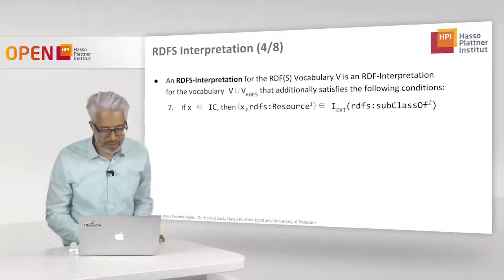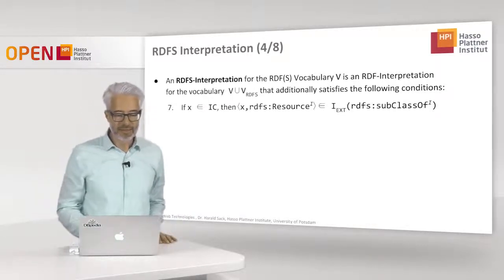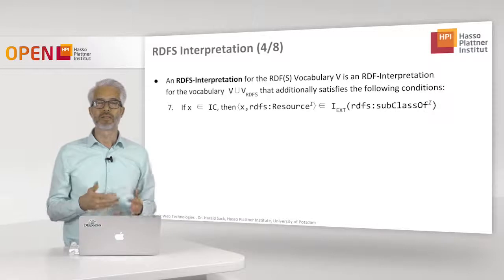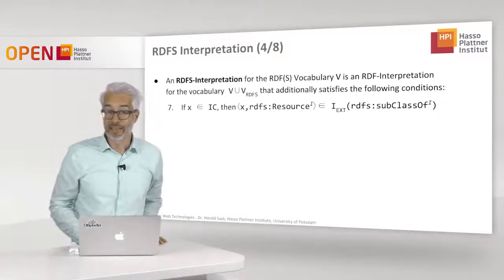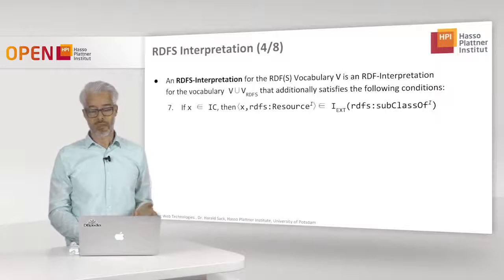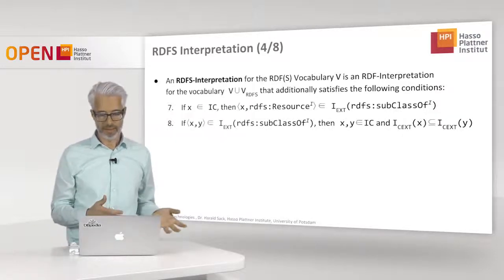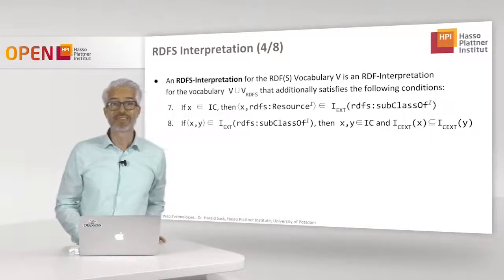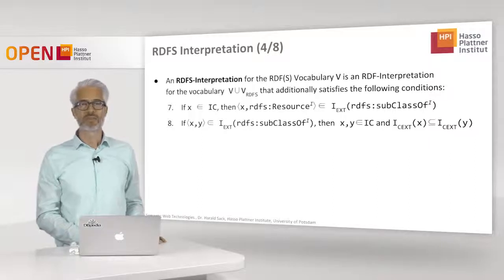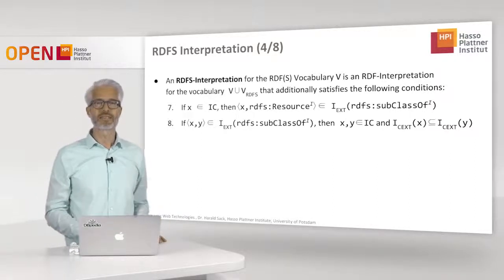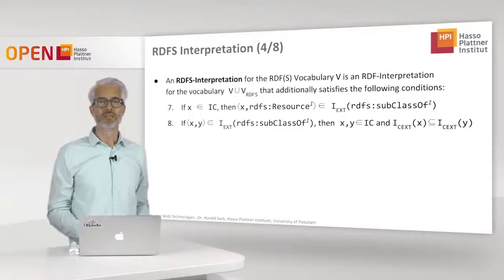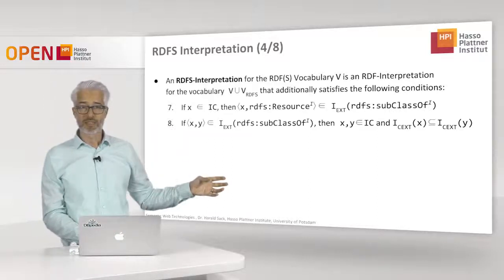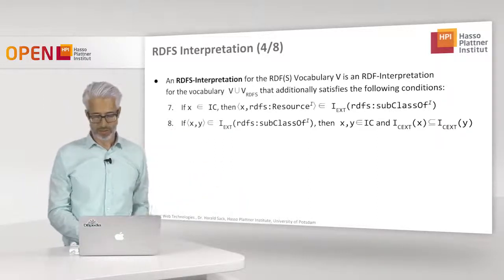So the next point is, okay, if X is in IC, which means X is a class, then, of course, X is a subclass of resource, which means everything is a resource here. So every class is also a resource. Next, number 8, if X is the subclass of Y, then of course both are classes, X and Y are classes. And again, if I look at the class extension of both classes, then the class extension of X must be a subset of the class extension of Y.